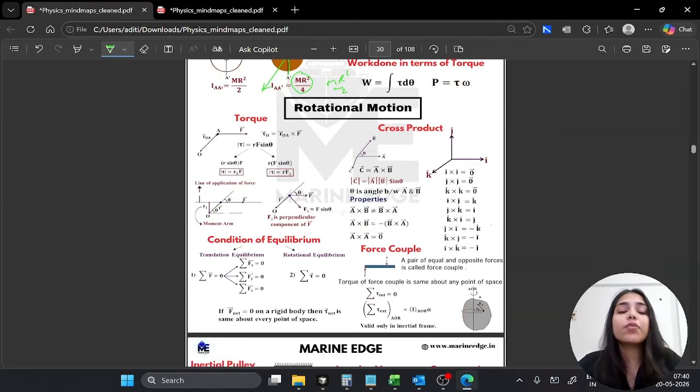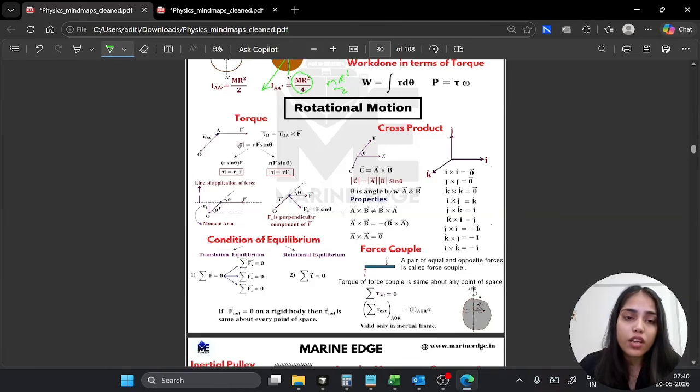Next, important: till now we discussed mass analogous and velocity analogous. Now, when we talk about rotational motion, the force analogous in rotational motion is torque. So what is torque?